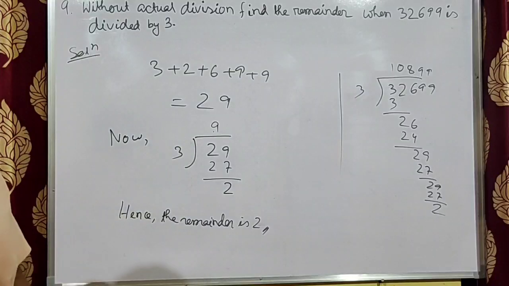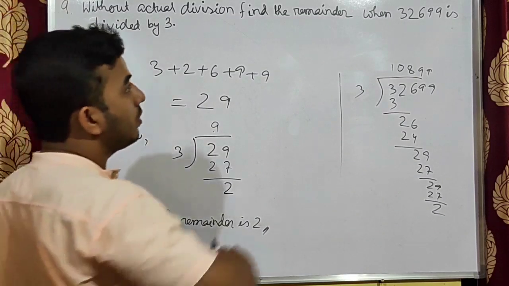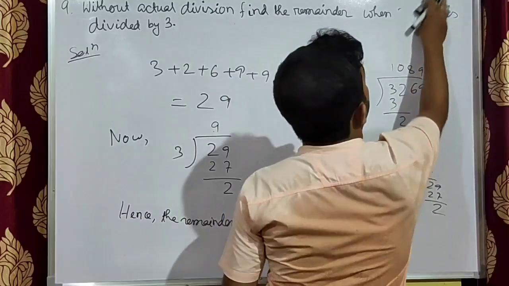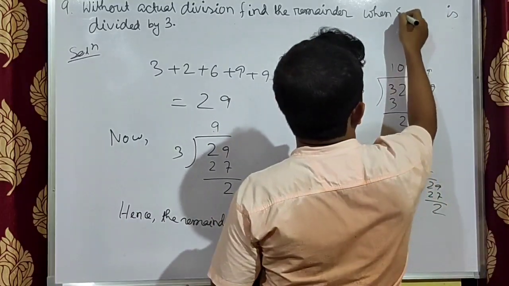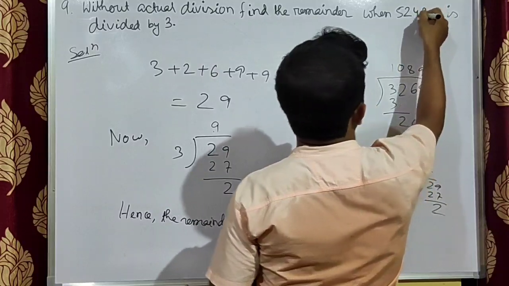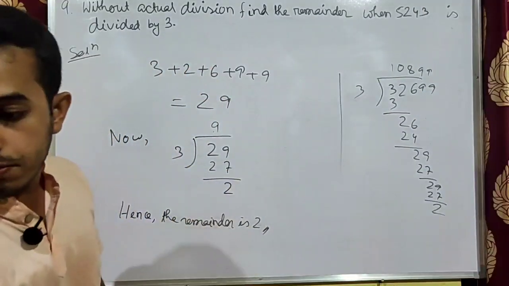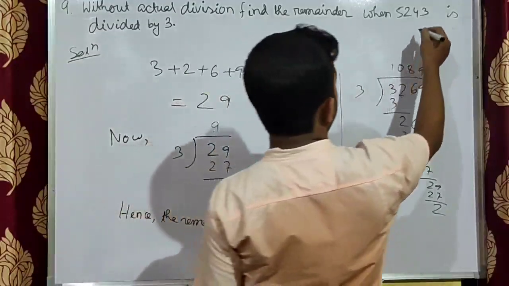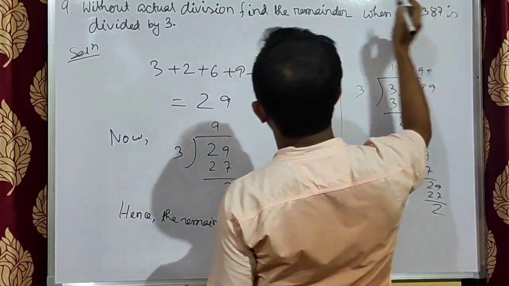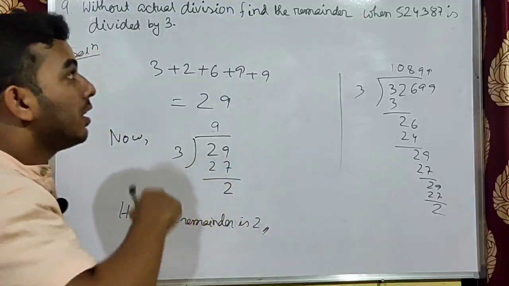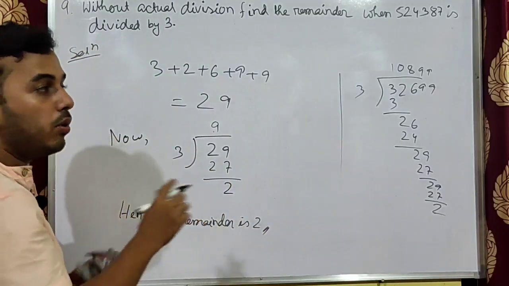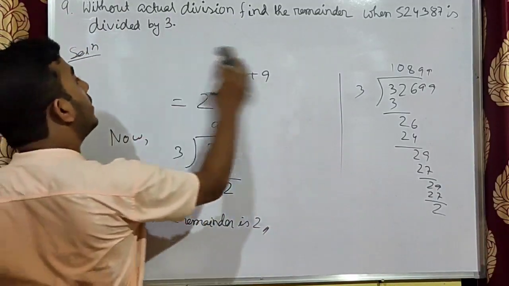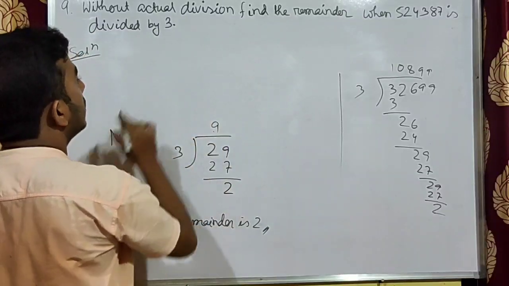Without actual division, find the remainder when 524387 is divided by 3. 87 is divisible by 3, right? This is question number 9. After question number 9, we will come to question number 8. So what do we write? First of all, we have to find the solution.